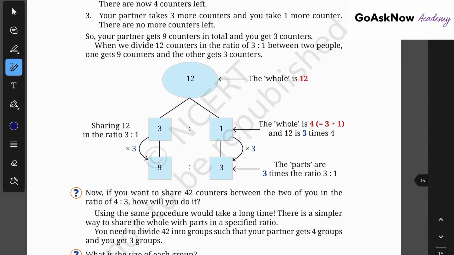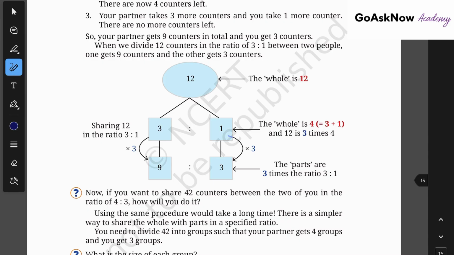The whole is 12, shown in this diagram, and it's split into 3:1. 3 times 3 is 9. 1 times 3 is 3. So the whole is 4. 3 plus 1 is 4. So 12 is 3 times 4. The parts are 3 times the ratio of 3:1. You add 9 and 3, it's 12. So if the parts added together equal the total, it means you have divided them correctly.